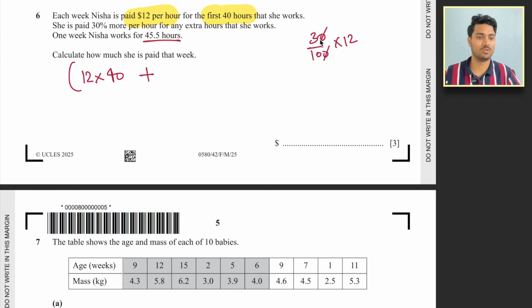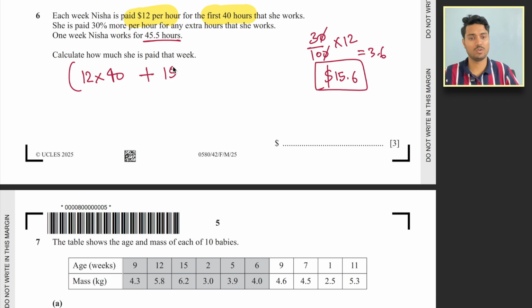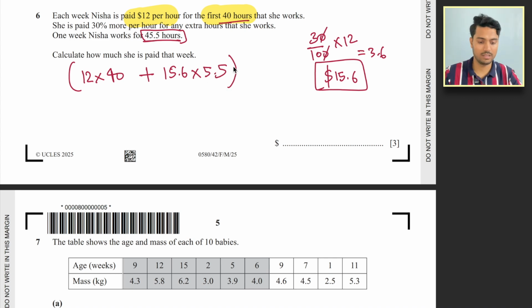3.6 basically. 12 times 3 is 36 upon 10, which is 3.6. That means instead of $12, she's going to be paid $15.6 for the additional hours. That means 15.6 multiplied by how many additional hours she's working here apart from 40? 5.5 hours. So 5.5. Now do this in the calculator, you'll get the answer.